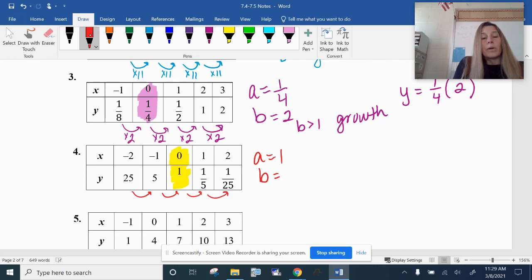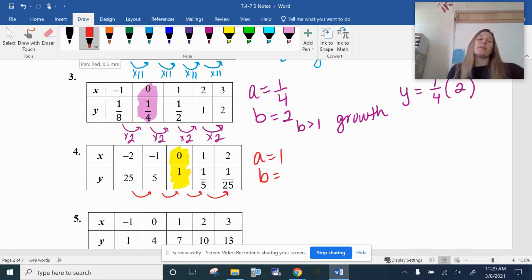Well, 25 to 5 is there. I could divide 25 by 5, but we don't want to know what it can be divided by. We want to know what we would be multiplying by. So remember, when you're dividing by something, you're really multiplying by the reciprocal. So in that case, this would be multiplying by 1/5. 5 divided by 5 is 1, so that means 5 times 1/5 is 1. And 1 times 1/5 would be 1/5, and 1/5 times 1/5 would be 1 over 25. So we know 1/5 is the b value here.